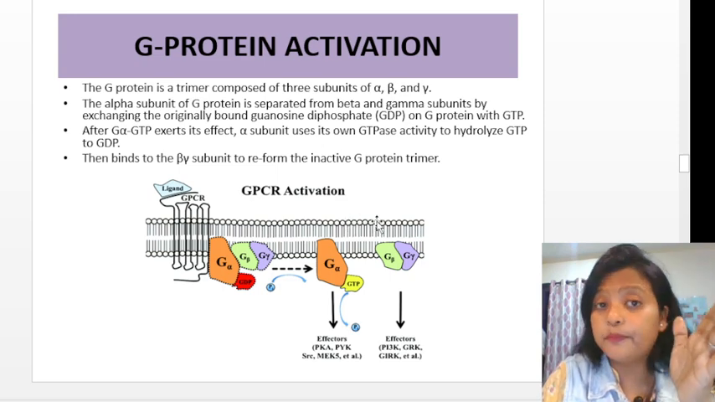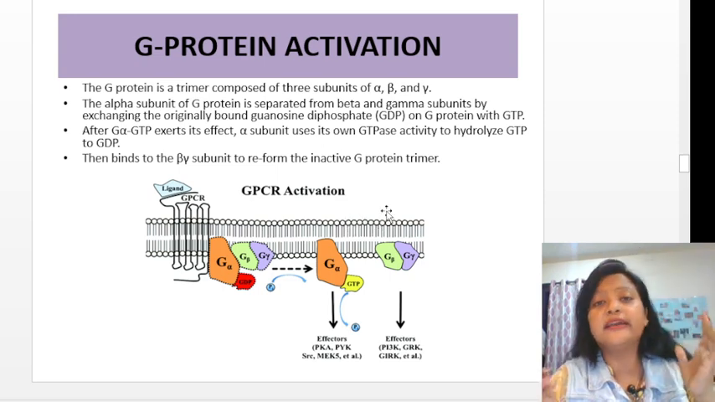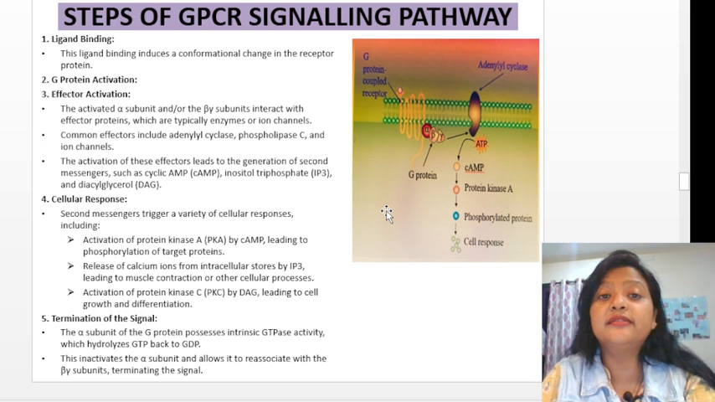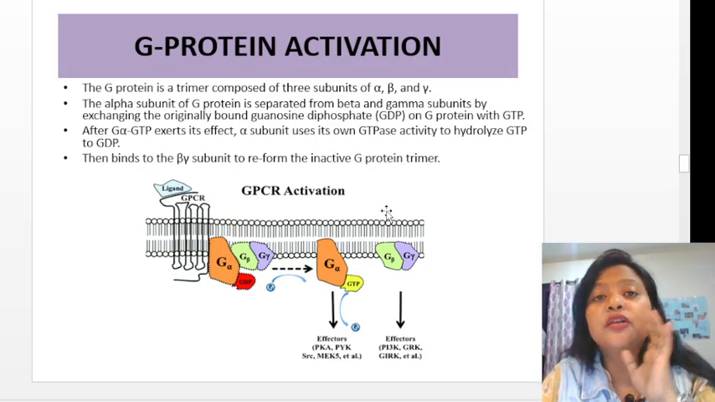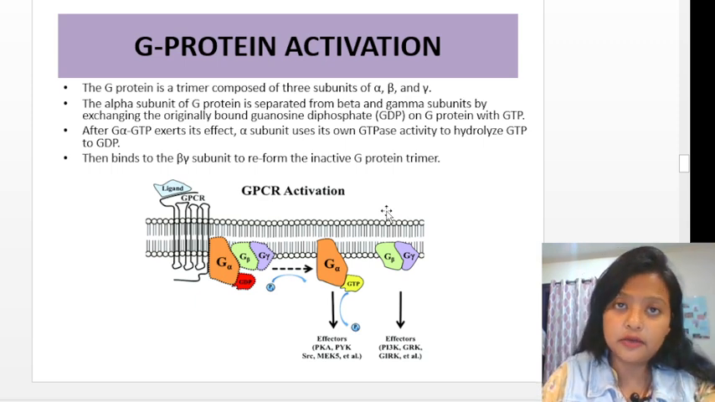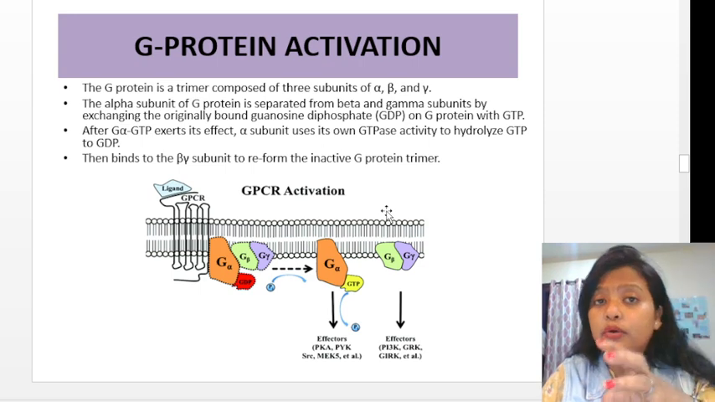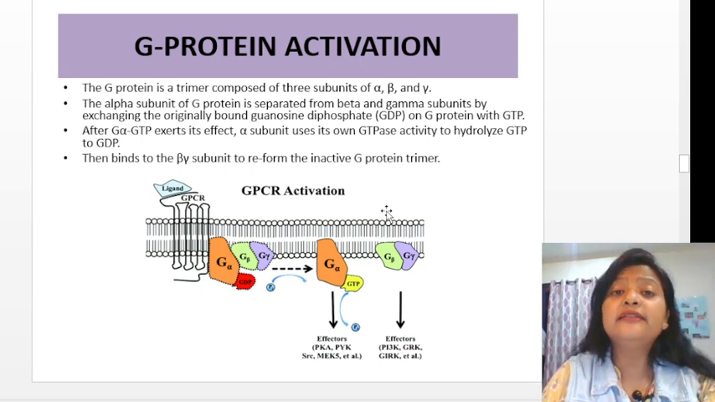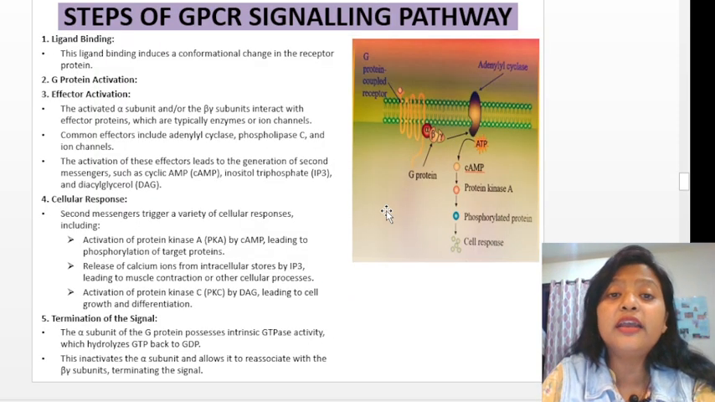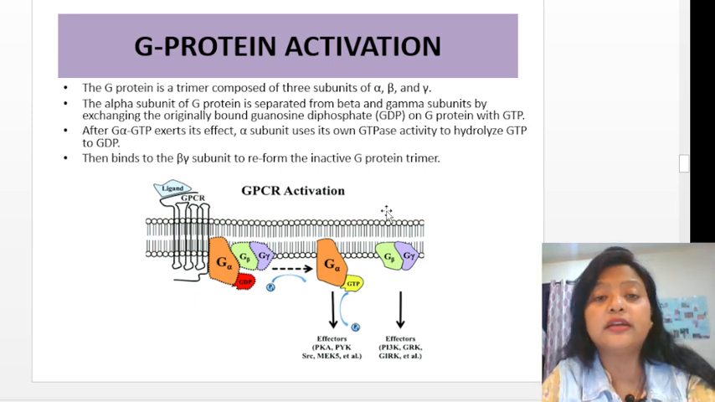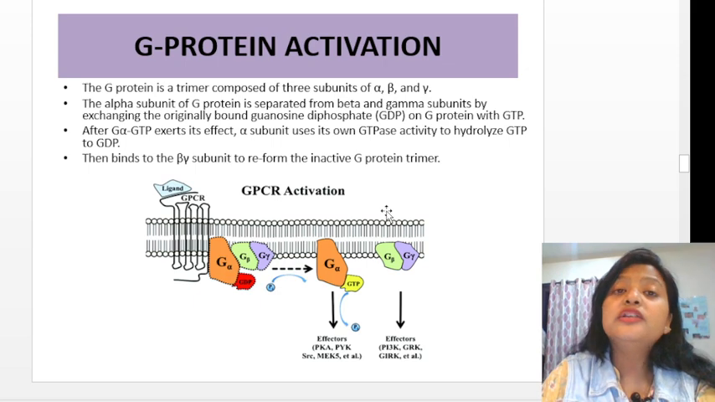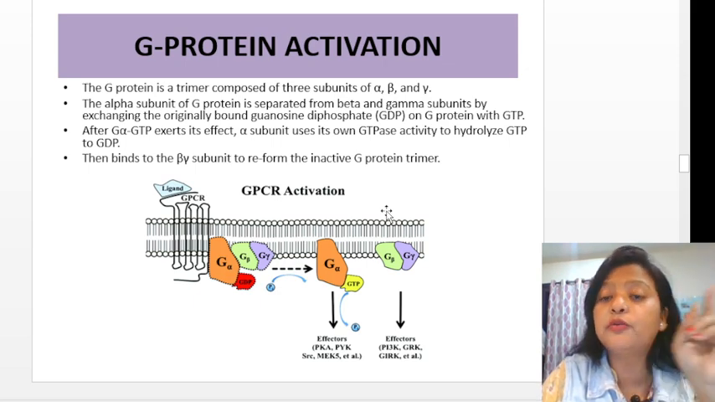Now the first step, what happens out here, is ligand binding. Okay, these are the steps, but I have kept this one separately, G protein activation. The first step is always the attachment of the ligand. First, there will always be ligand binding. So after the ligand is bound, there is a change in the structure. A conformational change occurs in the receptor protein. And then what will happen? G protein activation. This is the second step, G protein activation.